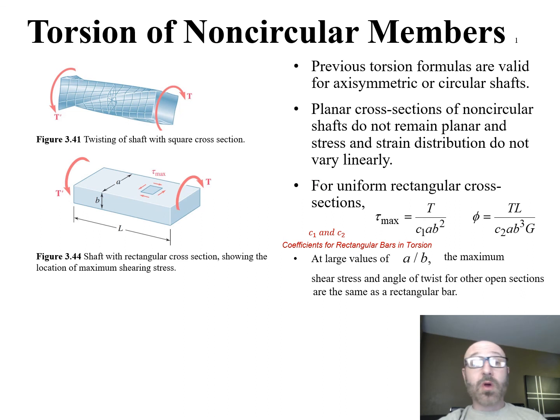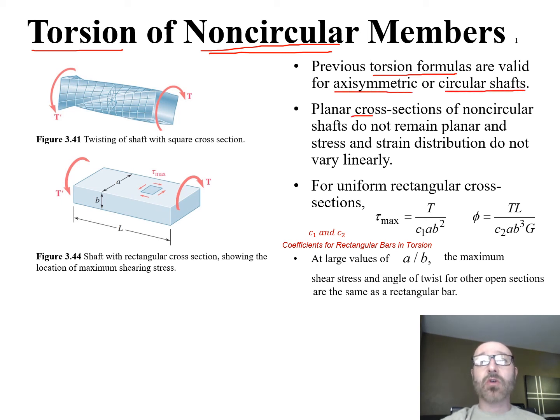So up until this point in the chapter, we've really only taken a look at circular cross sections. So what if we have torsion of a non-circular member? The previous torsion formulas are only valid for axisymmetric and circular shafts. If we're dealing with a planar cross-section of a non-circular shaft, it does not remain planar, and stress and strain distributions do not vary linearly.